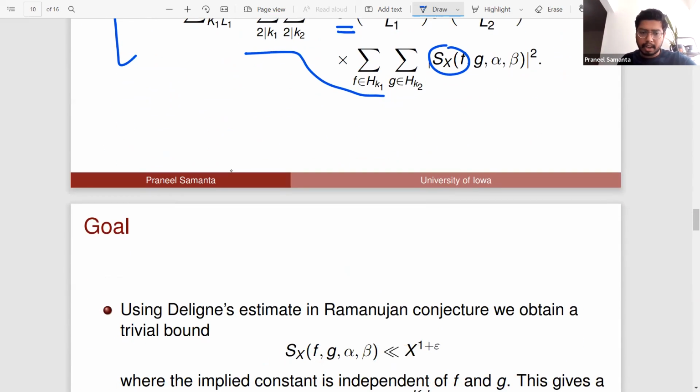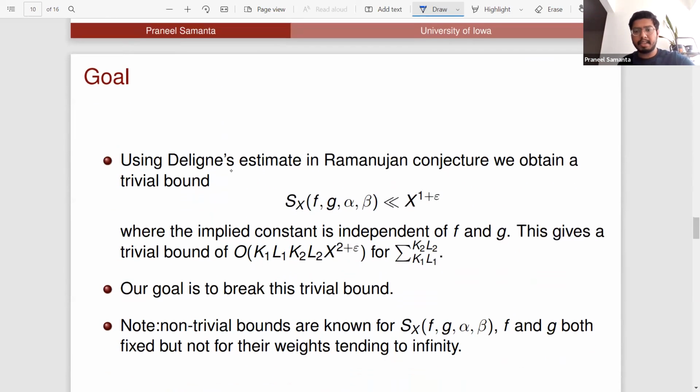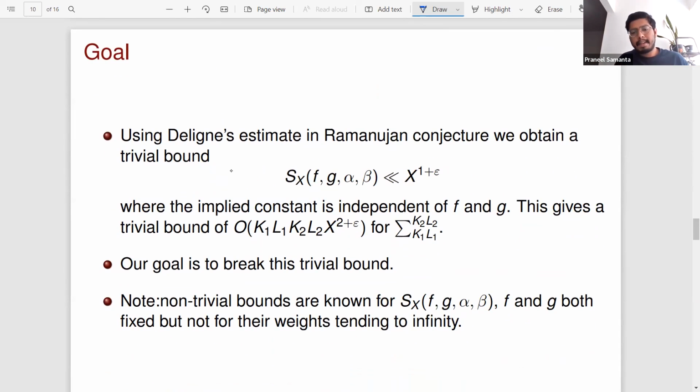So what's the goal here for us? For this presentation, the goal that I'm going towards is this. If you remember S(X), and for people who do number theory over here, you will understand that by using Deligne's estimate on the Fourier coefficients of these cusp forms, I can get a trivial bound for this S(X), which is x raised to 1 plus epsilon. So breaking this bound of x raised to 1 plus epsilon is our main goal.